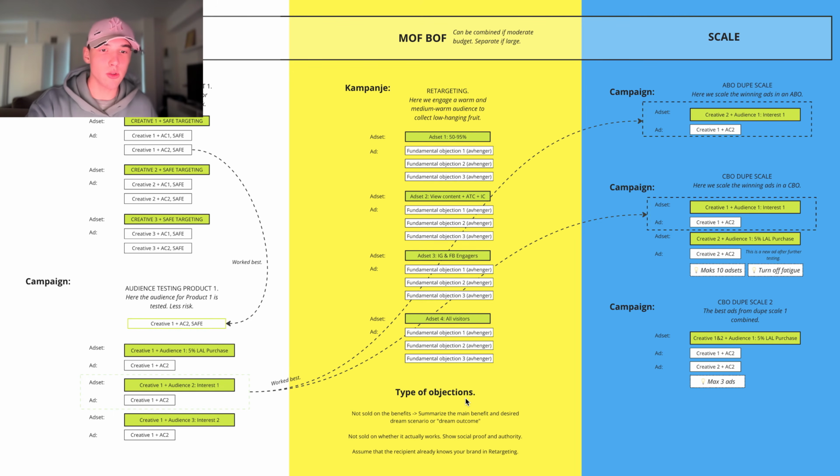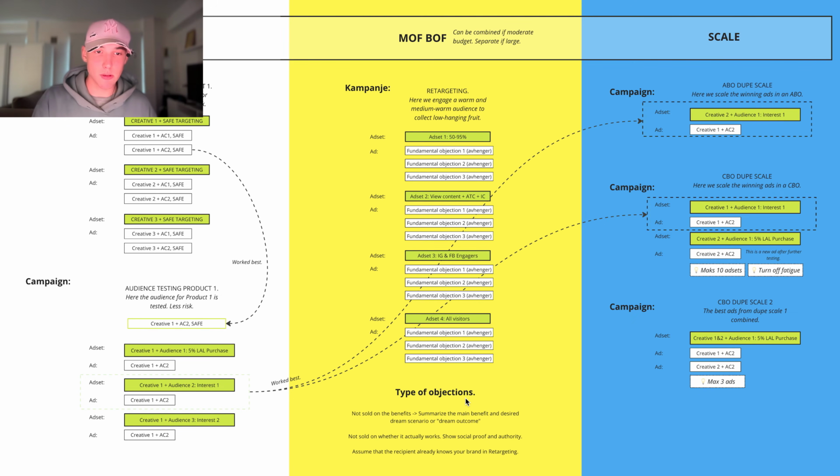And in this one, what we do is that we combine the winning ads from this CBO dupe scale into singular ad sets. So if you have creatives that are similar or are using the same audience, so if you have two ad sets that are using the same audience just with different ads, you put those two ads under the same ad set, and again, in that way you can scale the account.